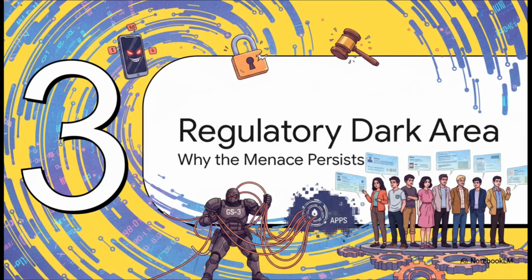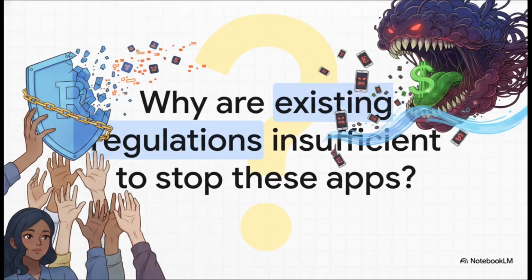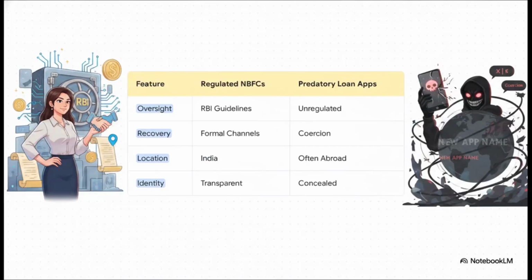And this brings us right to the heart of the issue from a GS3 syllabus perspective, the regulatory gaps. Why are these apps able to get away with all this? This is all about the challenges our regulatory bodies are facing in this new digital age. So, the fundamental question you have to ask is this. Why aren't the existing regulations, including the RBI's own digital lending guidelines, enough to stop these guys? Let's take a closer look. Just look at this comparison. It's night and day, really.